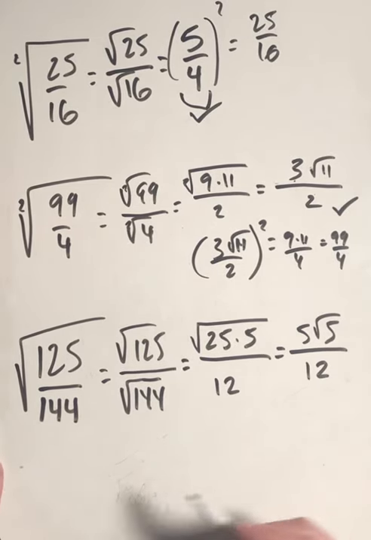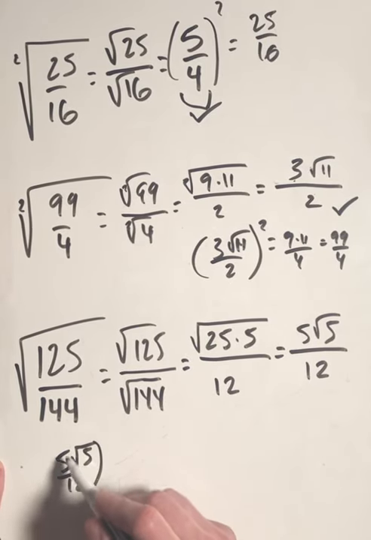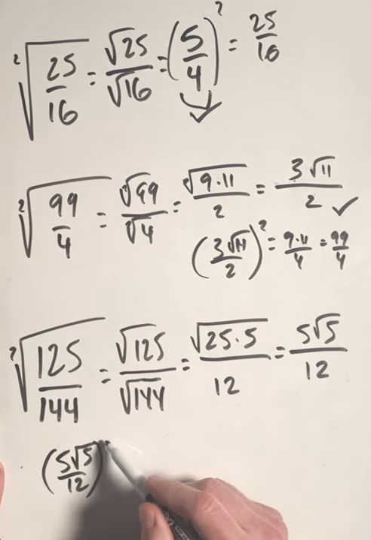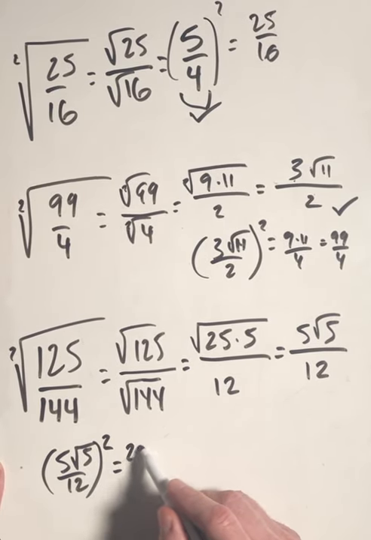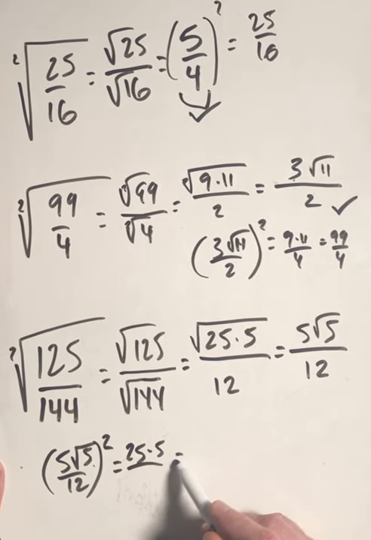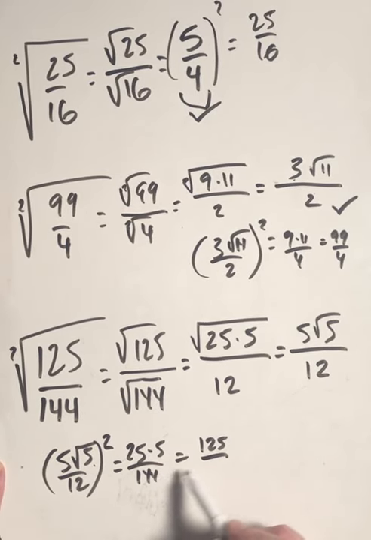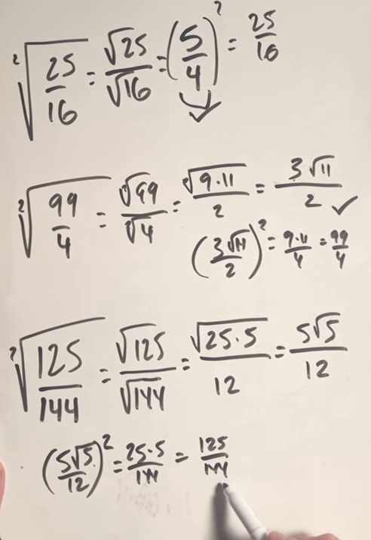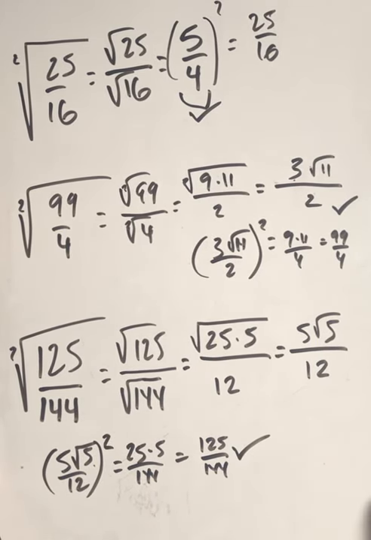If I wanted to check and see if this was right, I could take the whole thing and raise it to the power of the index, which was a 2. So 5 radical 5 squared, well, 5 squared is 25. The square root of 5 squared would be 5, so that would be 25 times 5, or 125. 12 squared is 144, and that would hold. So 125 over 144, that was my original radicand, so I know that I have simplified this correctly.